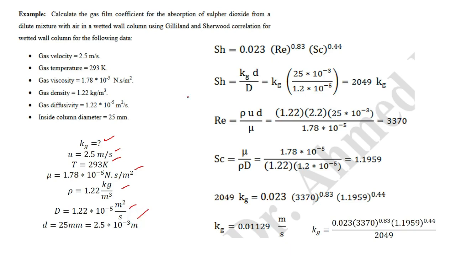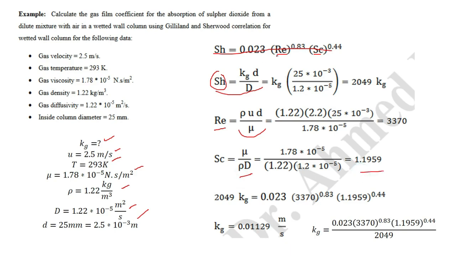So the formula for calculating the kg is this. For this you have to first calculate the Sherwood number. For Sherwood number you will use this expression. It says you have to find the Reynolds number and Schmidt number. Reynolds number is equal to rho d u over mu. Put the values here, you will get the Reynolds number. The units are in SI units, there is no need for any unit conversion. Schmidt number, the formula is mu over rho D. Put the values, you will get your answer.